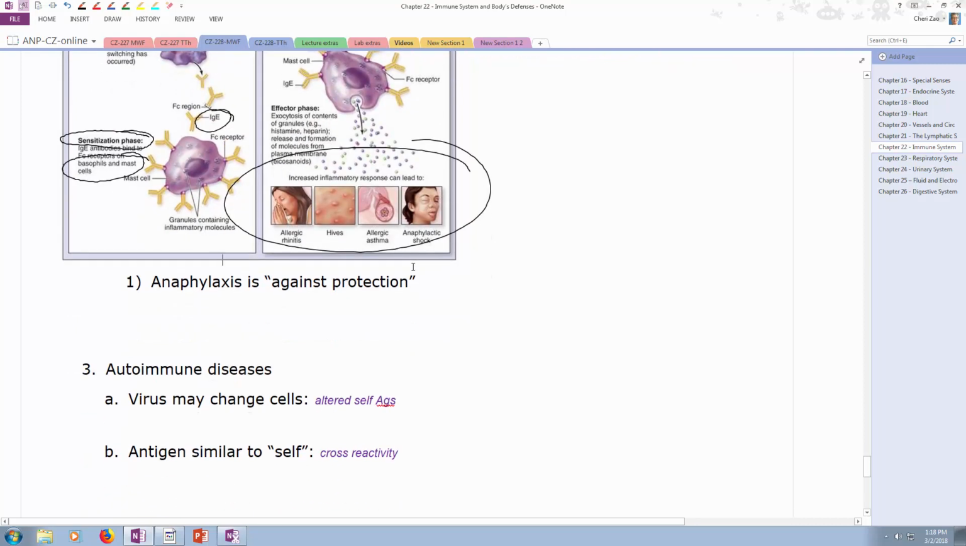I wanted to talk about the word anaphylaxis. An is against, phylaxis, protection. Prophylaxis is for protection, and anaphylaxis is against protection. And this anaphylaxis is due to the allergen cross-linking with IgE on the surface of our mast cells.